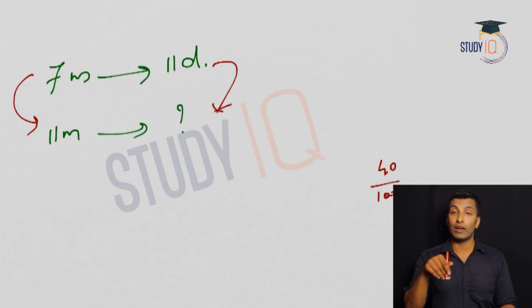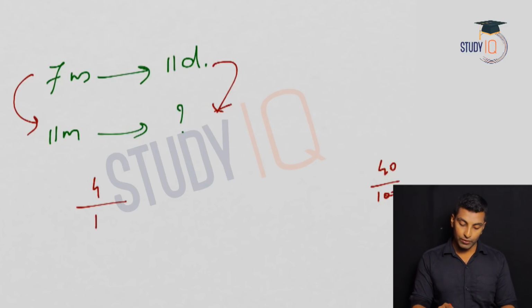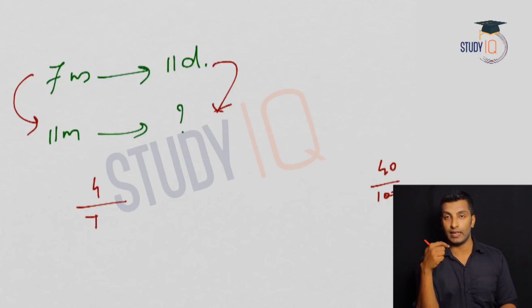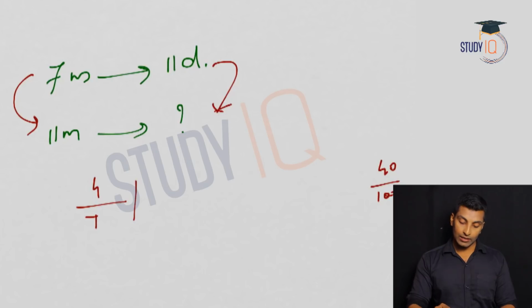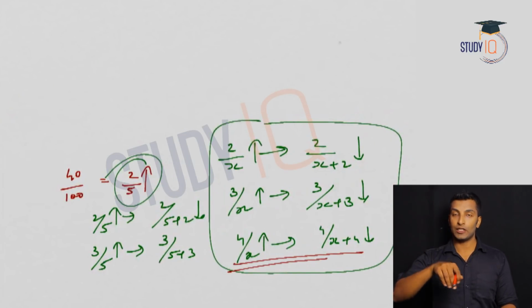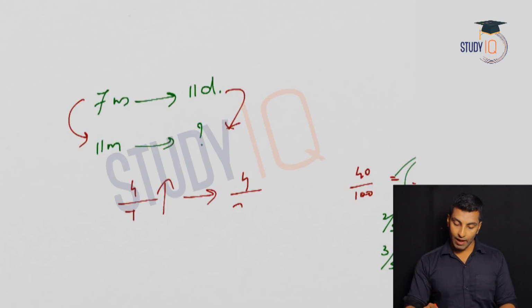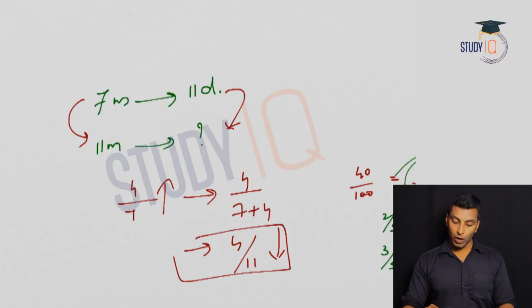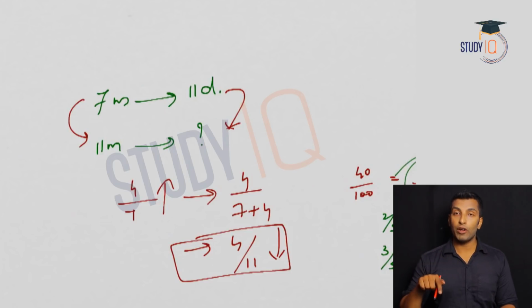So 7 to 11, what is the increase? 4 is the increase on top of 7. This is how you will calculate percentage: absolute change by initial value. So here absolute change is 4 divided by 7. Or you can understand it this way: change is 4 on top of 7. So 4 by 7 increase will lead to, see here, 4 by x means 4 by (x plus 4). So 4 by (7 plus 4), that means 4 by 11 decrease. 4 by 11 decrease will be there on the number of days.